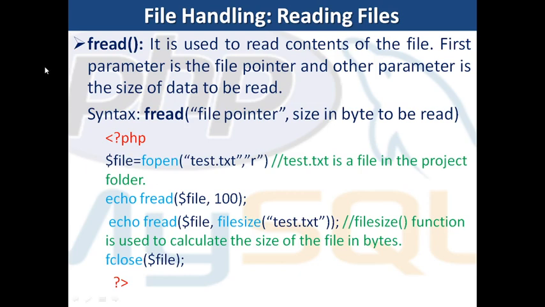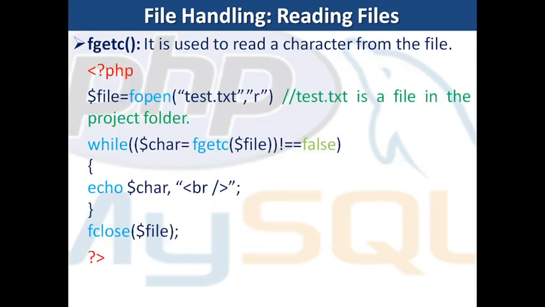So the fread function, we have seen this. It is used to read contents of the file. The first parameter is the file pointer, and then size in bytes. We have just seen it while checking these file opening modes, so we won't go into that.